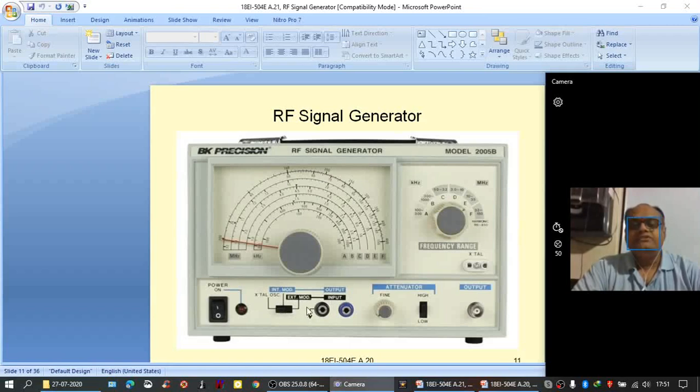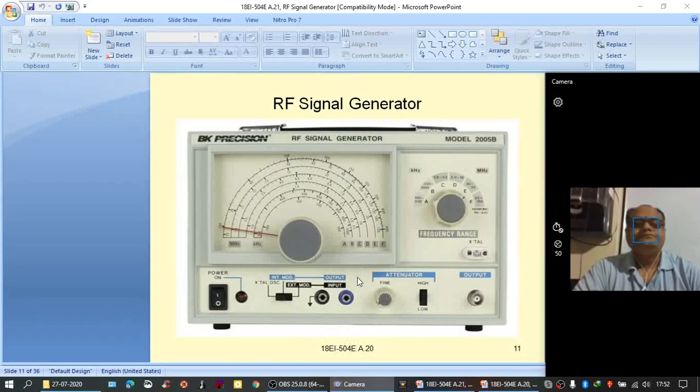This switch has to be at the extreme right hand side position for external modulation, and for internal modulation the switch has to be in the middle. For no modulation the switch has to be on the left hand side. When there is no modulation you can take the output here. When you are applying an external signal input here, you will get the modulated output, and even for internal modulation you will get the modulated output across these two terminals.